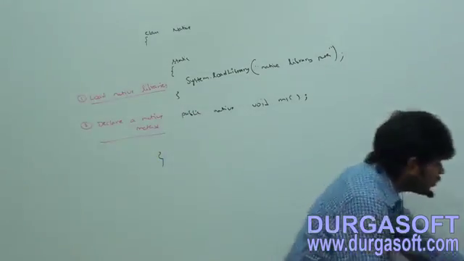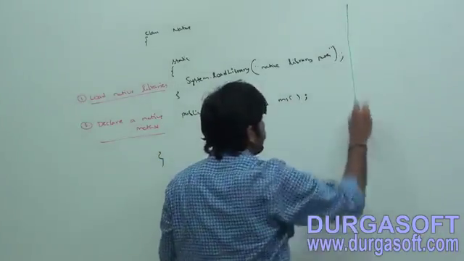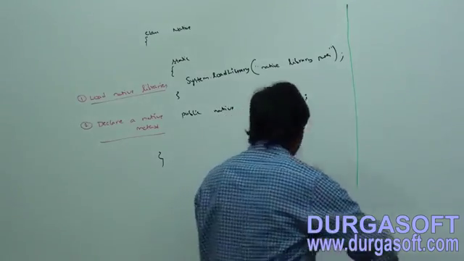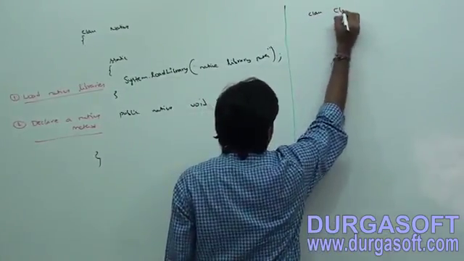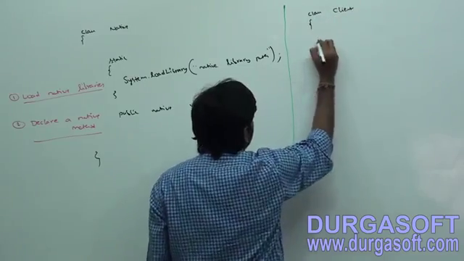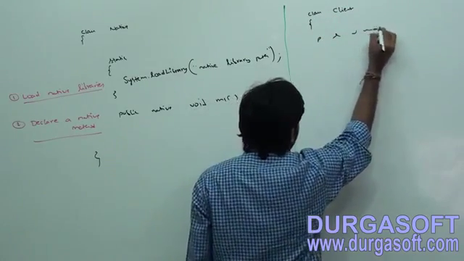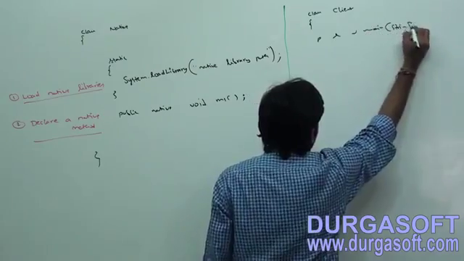Now the third point, and make sure. Now the third conclusion here is, observe: class Client, public static void main method, String array args.